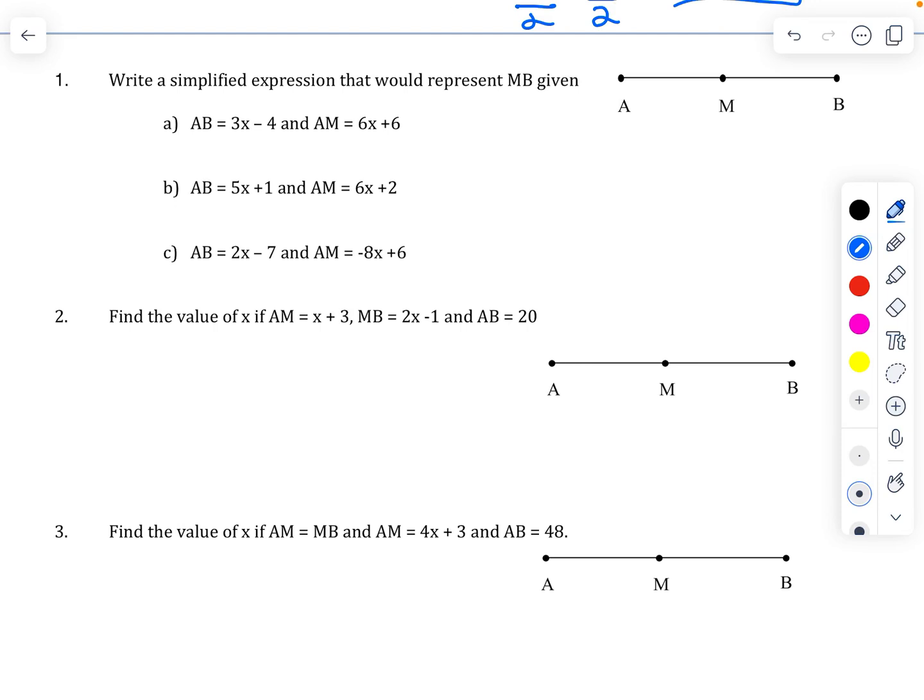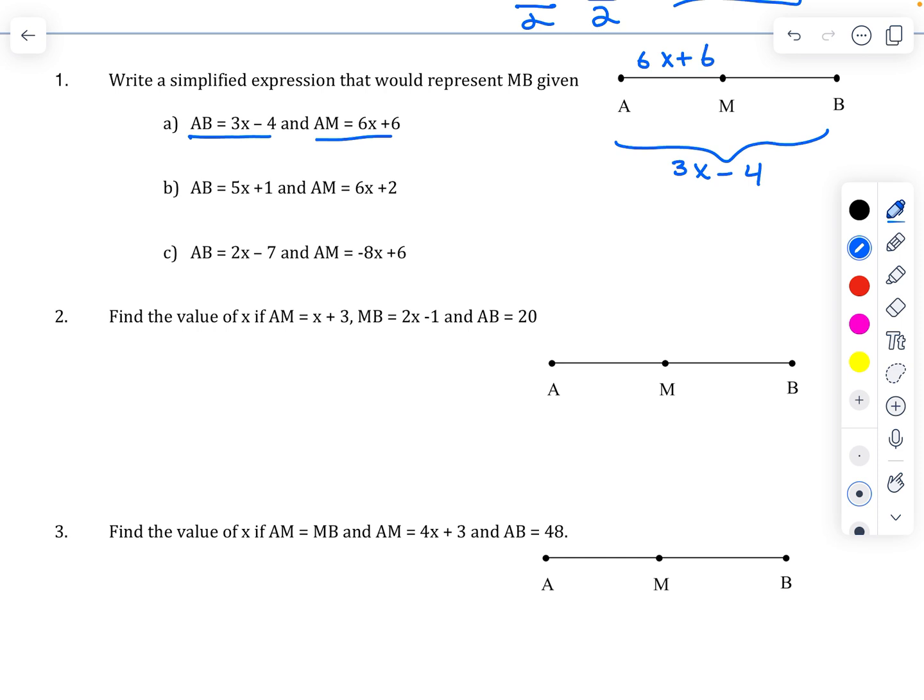Okay, now what we're going to do here is use the idea of segment addition, but instead of just numbers, we're going to use letters. So first thing is, let's label our picture. In geometry, you'll get pictures with lots of information, so it's always helpful to label it. So this tells me AB, which is the whole thing, is 3x minus 4. And then AM, which is just this piece, is 6x plus 6.